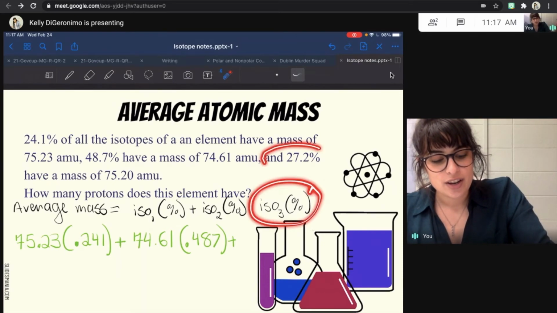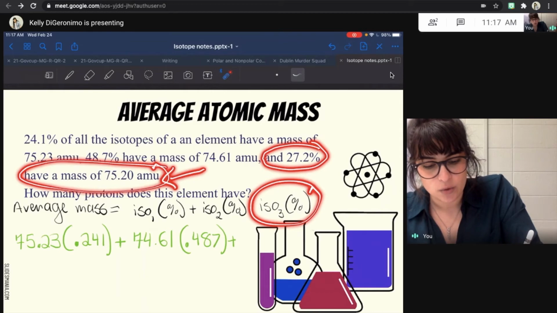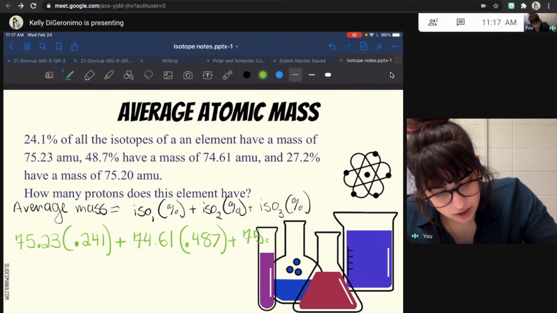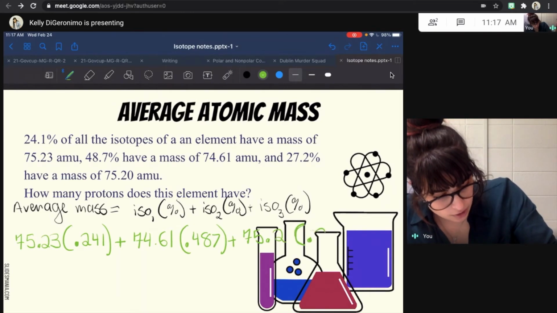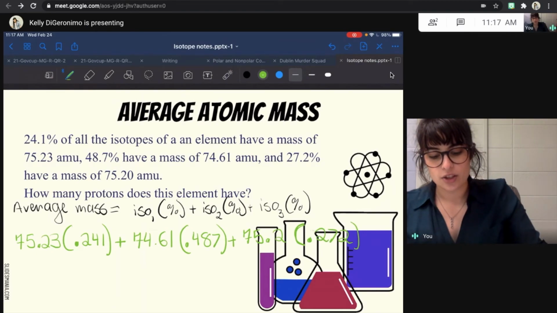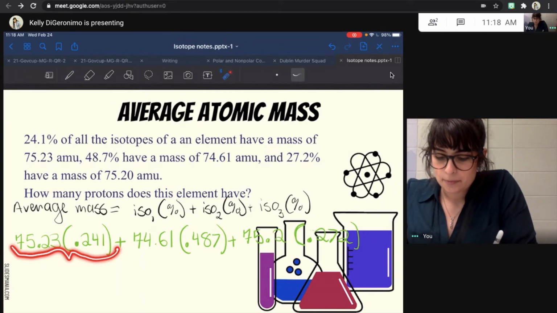Our third isotope, what's its mass? Yes, its mass is 75.2 AMU. So we're going to write 75.2 times its abundance, which is 0.272. So now we are just going to put this in our calculator step by step. Go ahead on your own, put this in your calculator, and tell me what you get.